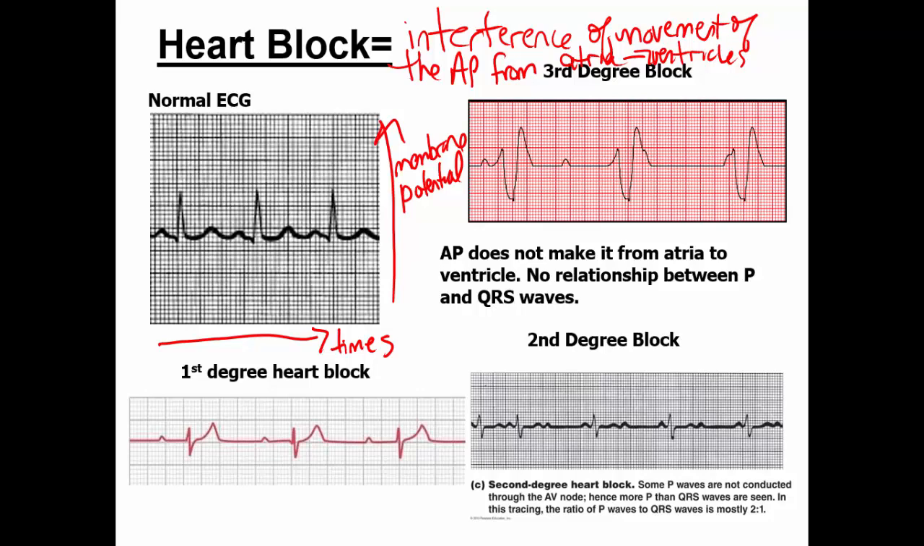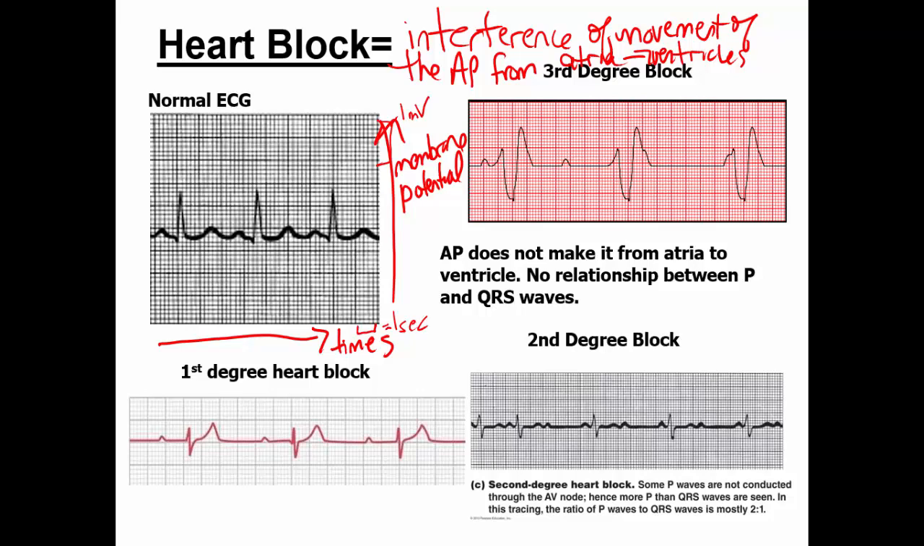If you had to, 5 little squares here is equal to 1 second. On the other hand, 10 squares here is equal to 1 millivolt. So let's look at a first-degree heart block, which is shown down below.